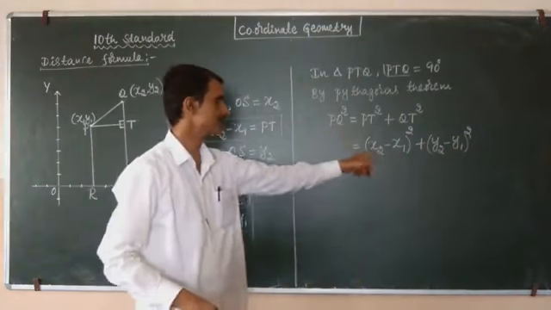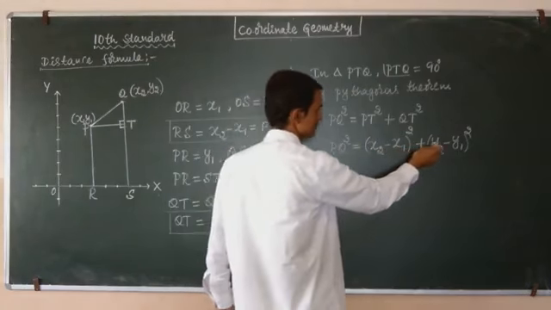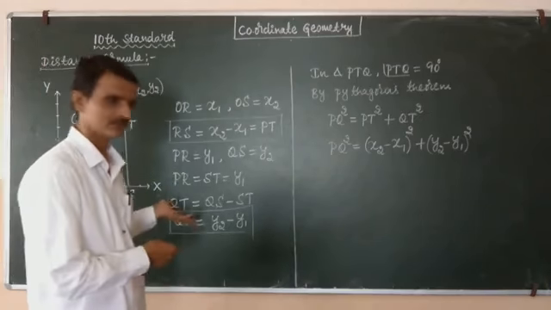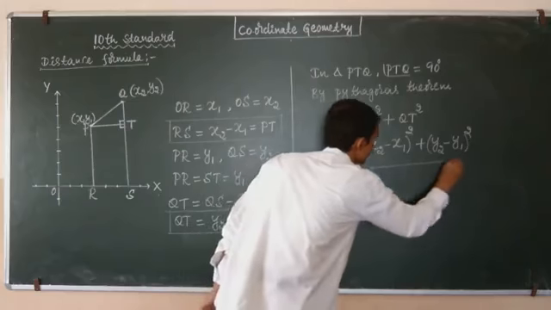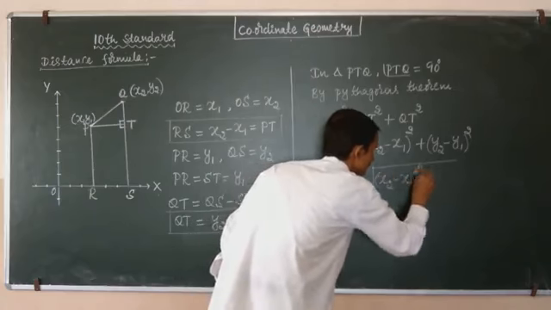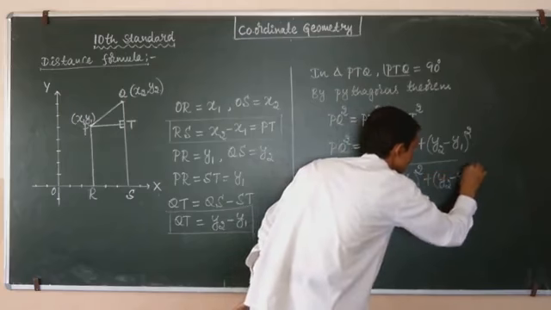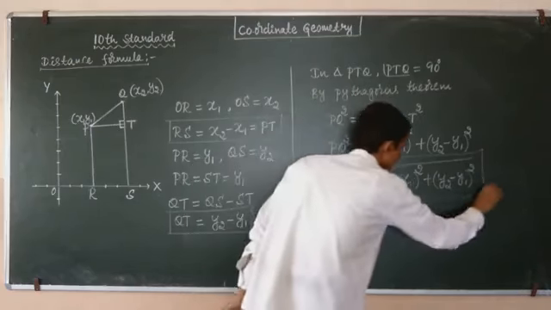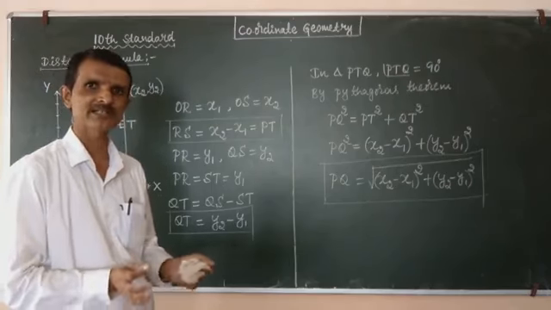So therefore PQ square equals x2 minus x1 whole square plus y2 minus y1 whole square. If you remove the square, on the left side you will get the root. So PQ equals the square root of x2 minus x1 whole square plus y2 minus y1 whole square. This is the formula we want to calculate the distance between any two points in a plane.